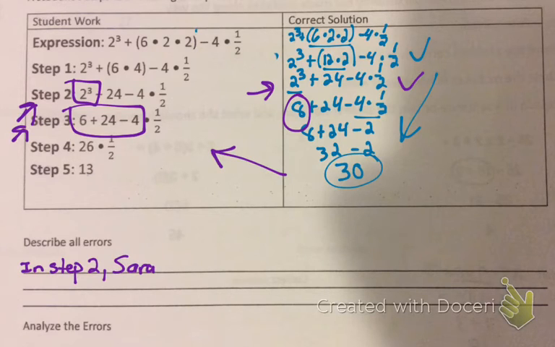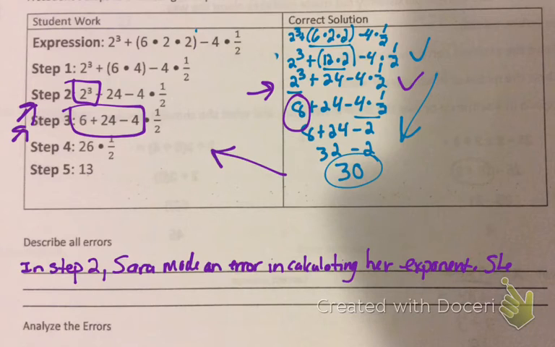Okay, in step 2, Sarah made an error. Oops. An error in calculating her exponent. Okay. She multiplied. Okay, so we're going to go ahead and write in the second row, multiplied.